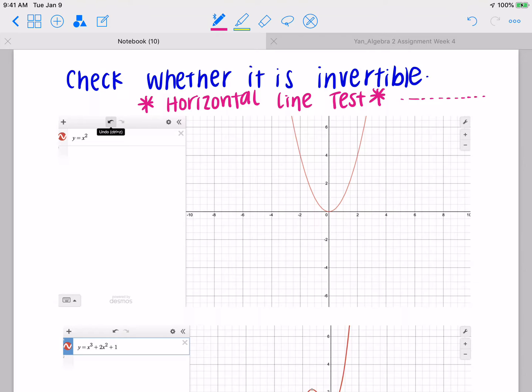I'm going to draw a line directly across. So how many points am I hitting at a time? You would notice that we're hitting 2 points. Actually, no matter where you draw the straight line, you're always going to be hitting 2 points. So since we're hitting 2 points at a time, in this case, this is not invertible.